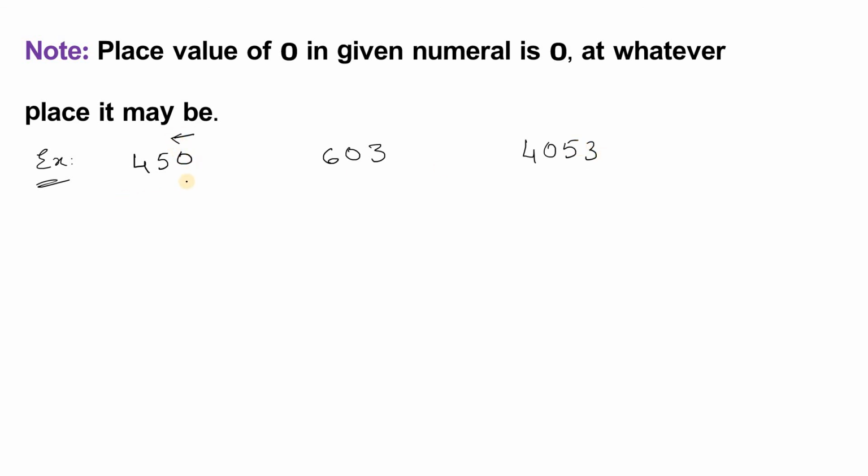See this example. Going from right, the place value of ones digit. That means what we should do? The digit in the ones place into 1 equals 0. See, the place value of 0 is 0. Okay, remember it. Here also going from right, the place value of 3. It is in ones place. The digit in the ones place into 1 equals 3, and next the digit in the tens place into 10. The digit in the tens place is 0. 0 into 10 is equal to 0. The place value of 0 is 0.